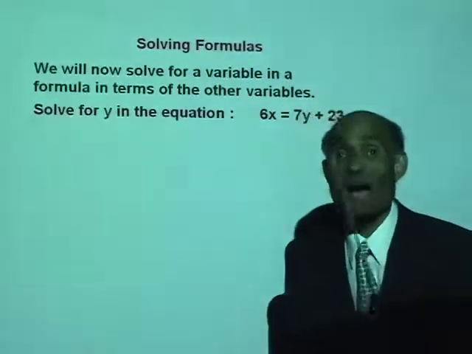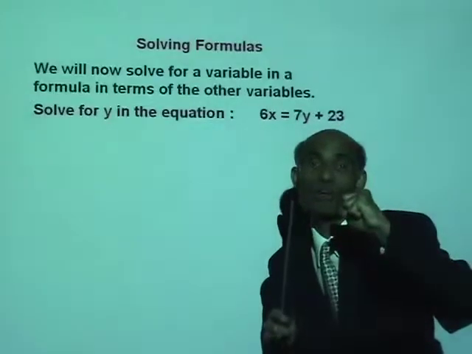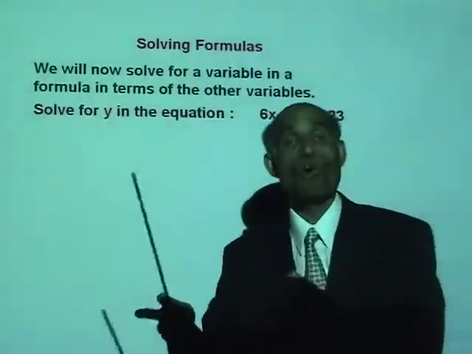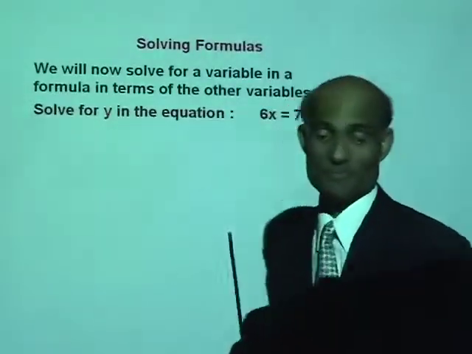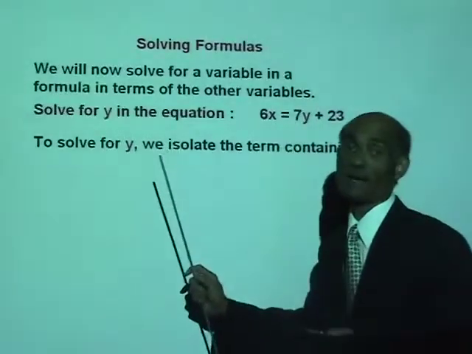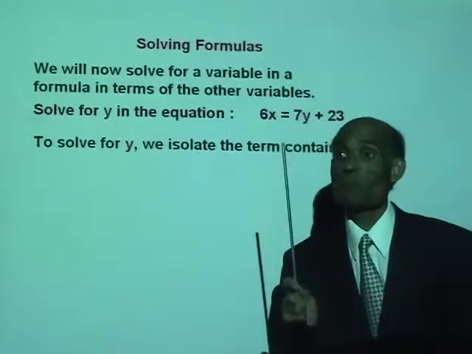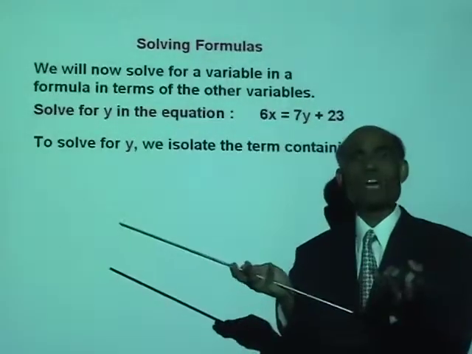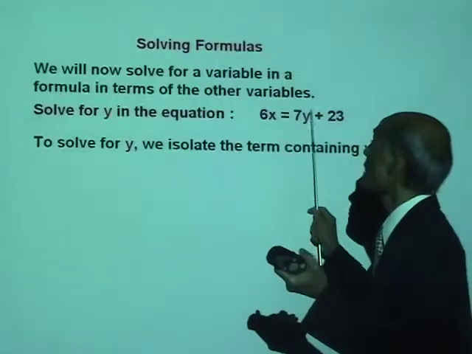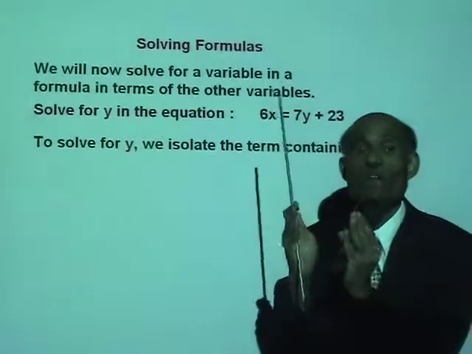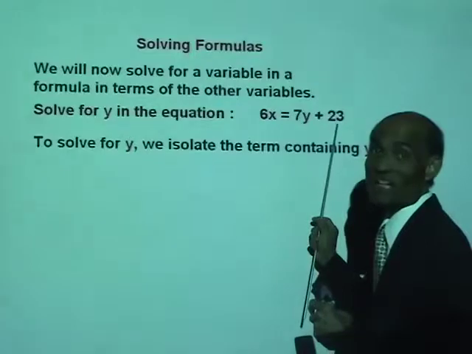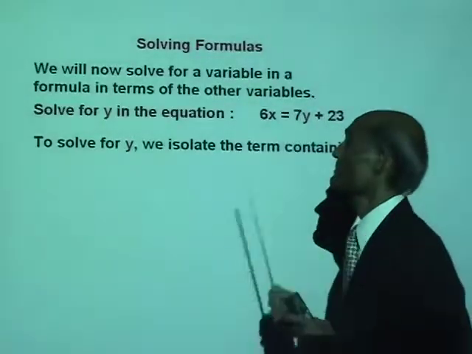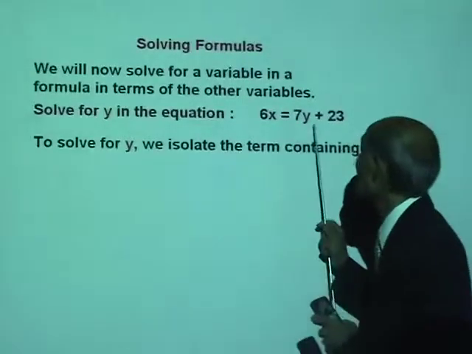You see, solving for y means we need to have y alone on one side. Everything else must move to the other side. That is what it means, solve for y. It must read y equal to. Okay, to solve for y, remember, we must get y alone on one side. That means, first of all, we need to isolate the term containing y. Now, this is the term containing y, 7y. So, leave it where it is and move everything else from that side to the other side. That means this 23 now needs to go to the left.